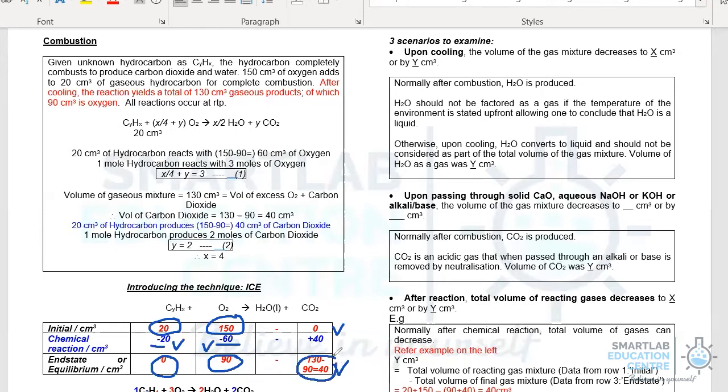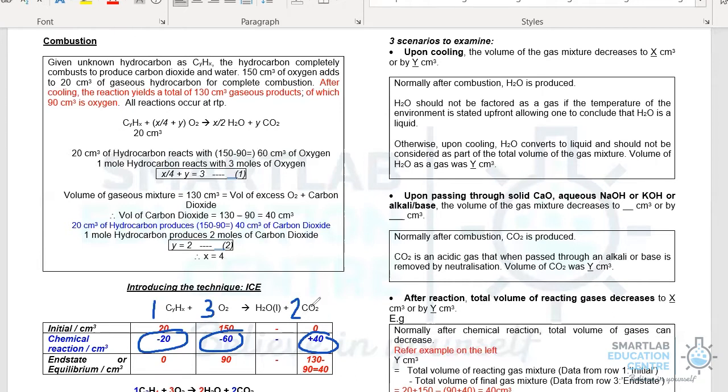Finally, 40 cm³ of carbon dioxide is produced, and you start out with 0 cm³. So 40 cm³ of carbon dioxide must be produced in the chemical reactions, and because it's produced, we connote that with a positive sign. Once we obtain this ICE table, we can right away balance the equation. Because if 20 cm³ of hydrocarbon reacts with 60 cm³ of oxygen to give 40 cm³, therefore 1 mole of hydrocarbon must react with 3 moles of oxygen to give 2 moles of carbon dioxide.